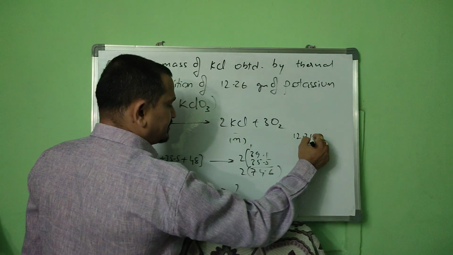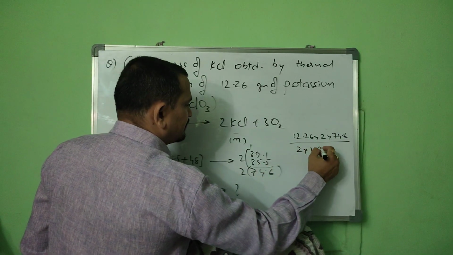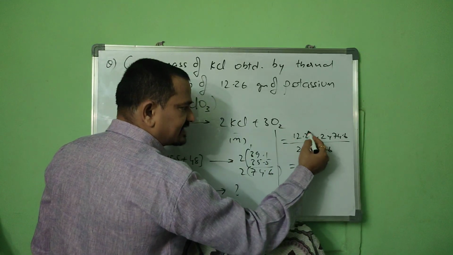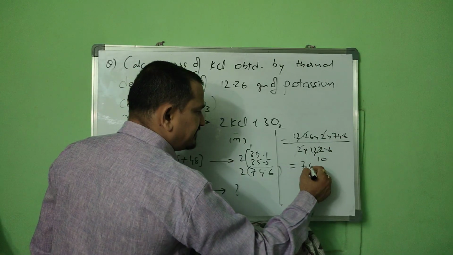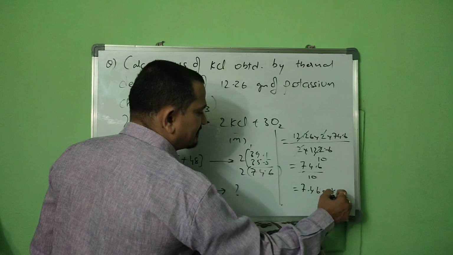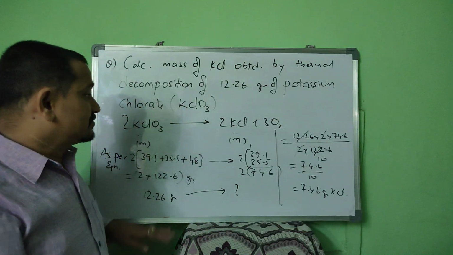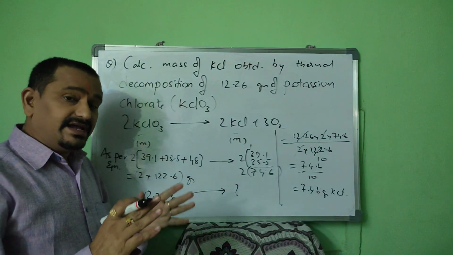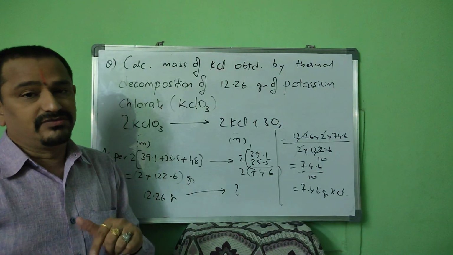So it is 12.26 into 2 into 74.6 by 2 into 122.6. You can see the calculations, this is 10 times, and 2 and 2 are cancelled anyhow. So 74.6 out of 10 by 10. So it is 7.46 grams KCl will be obtained. Calculations vary from person to person. Okay. So this is the way we can solve numericals based on mass-mass relation. In our next session, we are going to study the numericals based on mass-volume and volume-volume relations, right?